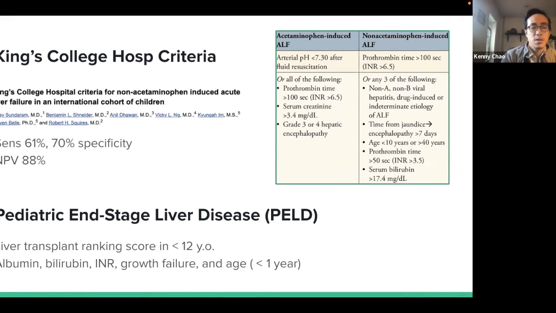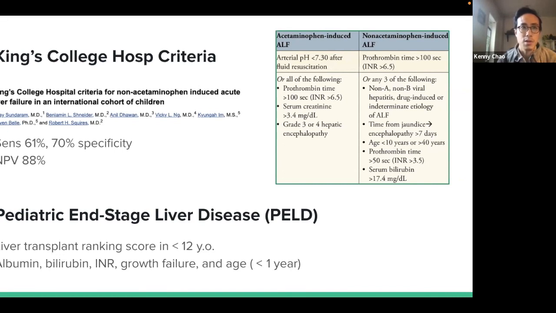There was a study recently done in 2013 that tried to use the criteria for non-Tylenol-induced acute liver failure to see if it was a good predictor of death at 21 days. It's not. Sensitivity was 61%, specificity of 70%. That means that 61% of the patients that died met the criteria, which leaves a large percent of the patients that died out of hitting this criteria.